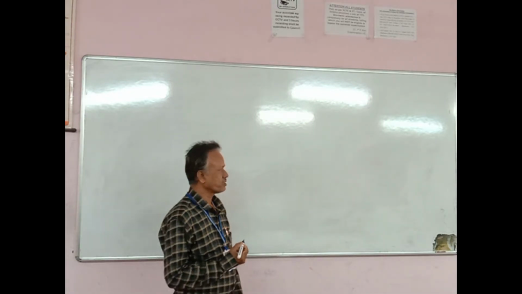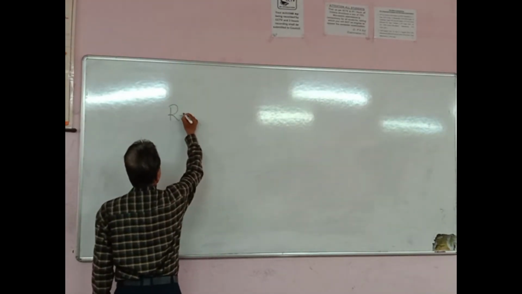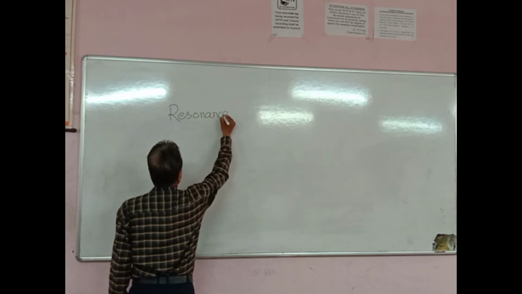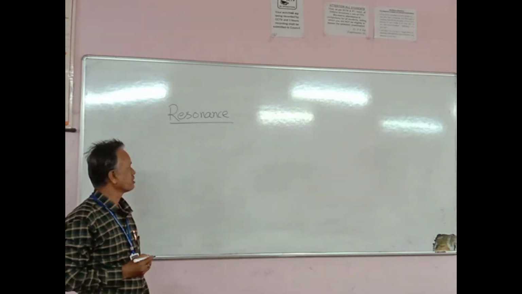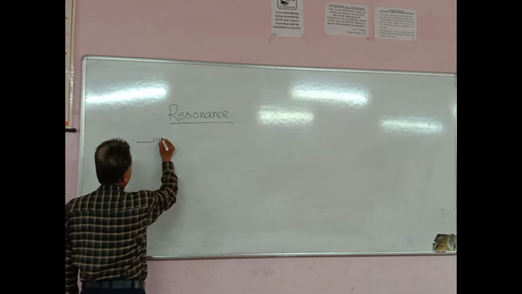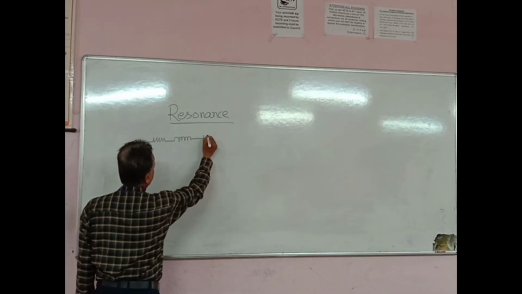Today we will discuss the factor, that is, resonance. Resonance in an RLC series circuit. So we will draw the circuit first of all. Here we have resistance in series with inductance and capacitance.